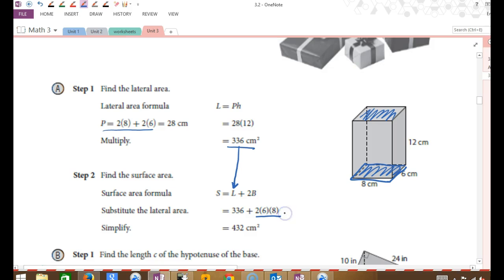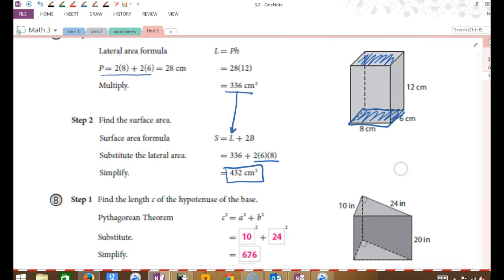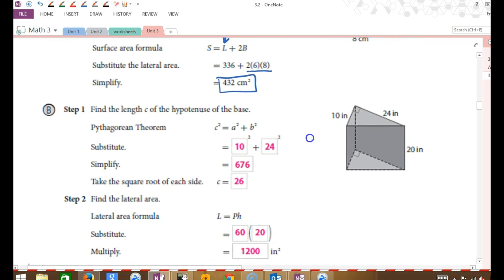8 times 6, which is that little piece right there. And if you add that all together, you get a total area of 432 centimeters squared. Okay, so does that kind of make sense without actually doing it? Kind of what they did to go through it. Okay, they also do an example with a, what is that shape?